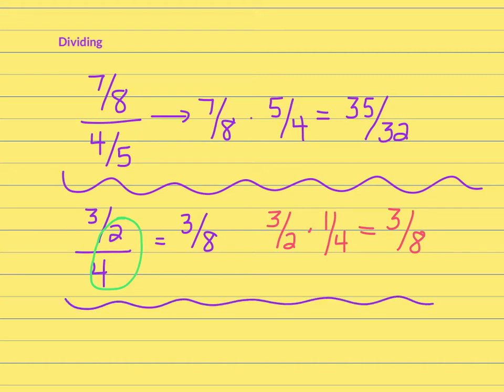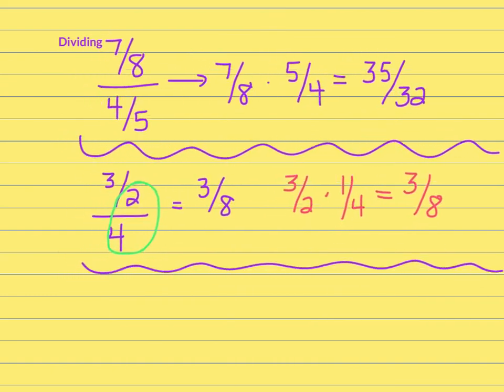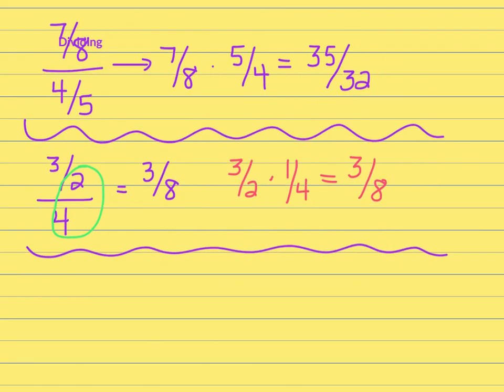All right, so what about if I switch the positions on those two things? And let me see if I can get us some more room here. Slide this up just a little bit. What if I have 4 divided by 3/2? Well, if I, again, think about it as multiplying by a reciprocal, this is really 4 times 2/3. And remember that 4 can be written as 4/1. So 4 times 2 is 8, and 1 times 3 is 3.